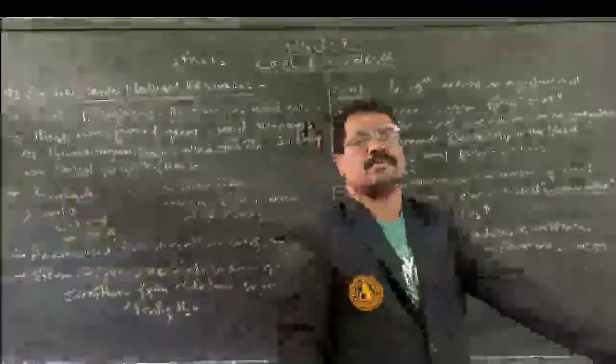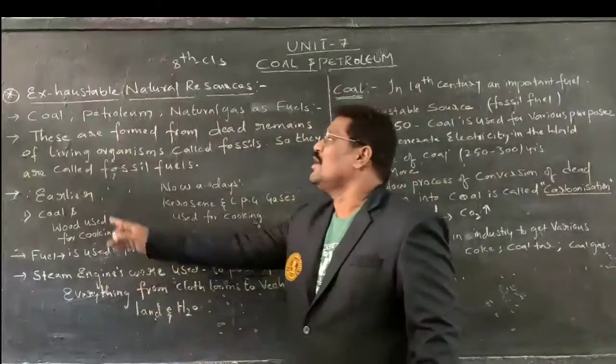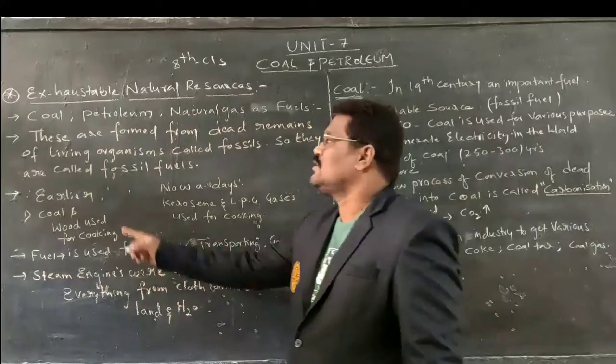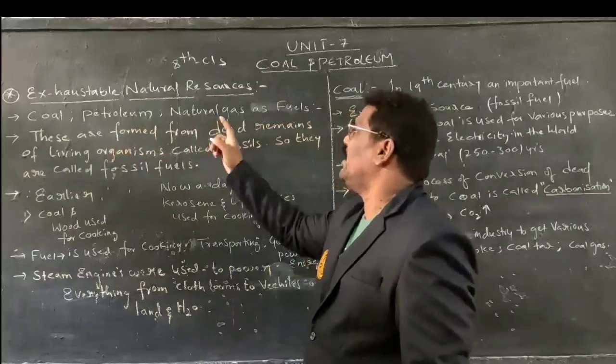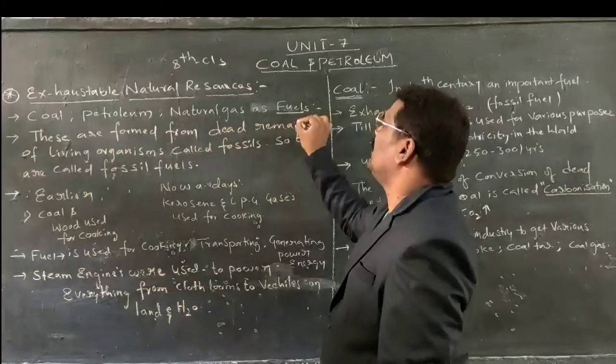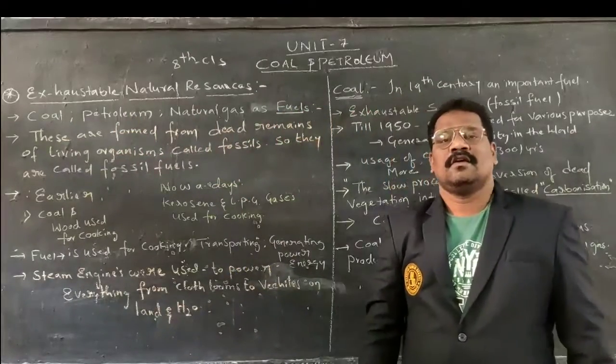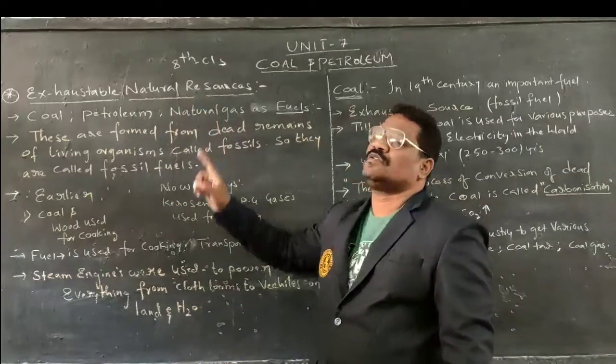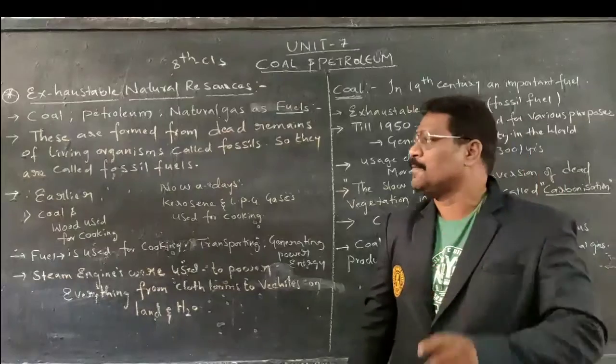Within this particular chapter, we are going to discuss exhaustible natural resources such as coal, petroleum, and natural gas as fuels. This is our session 3.